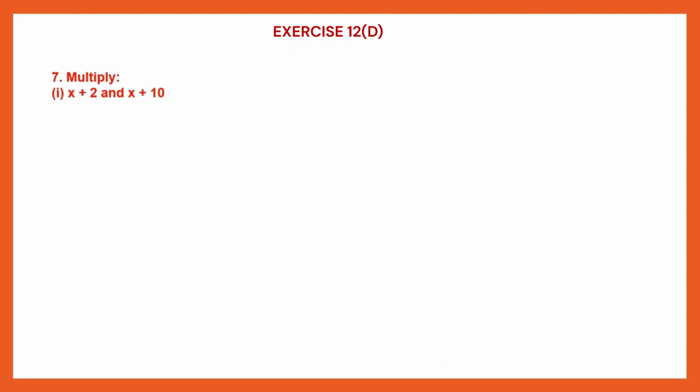Let's look at the first binomial here and take only the first term from that. So I'm going to write down the first term and multiply it with the second binomial, the whole thing, that is x plus 10. Then I'm going to take the second term of the first binomial, that is 2, and multiply it with the whole of the second binomial. So I have it like this.